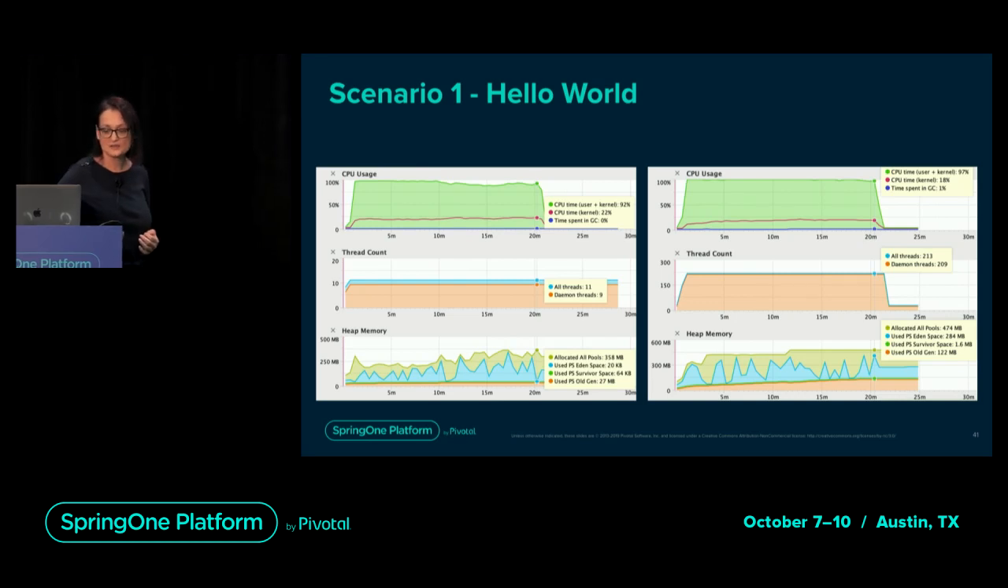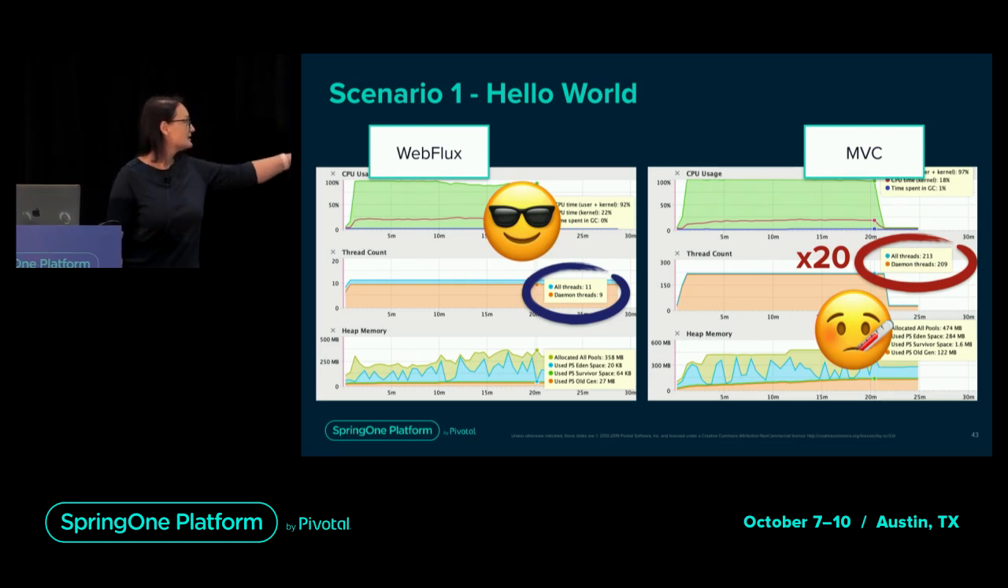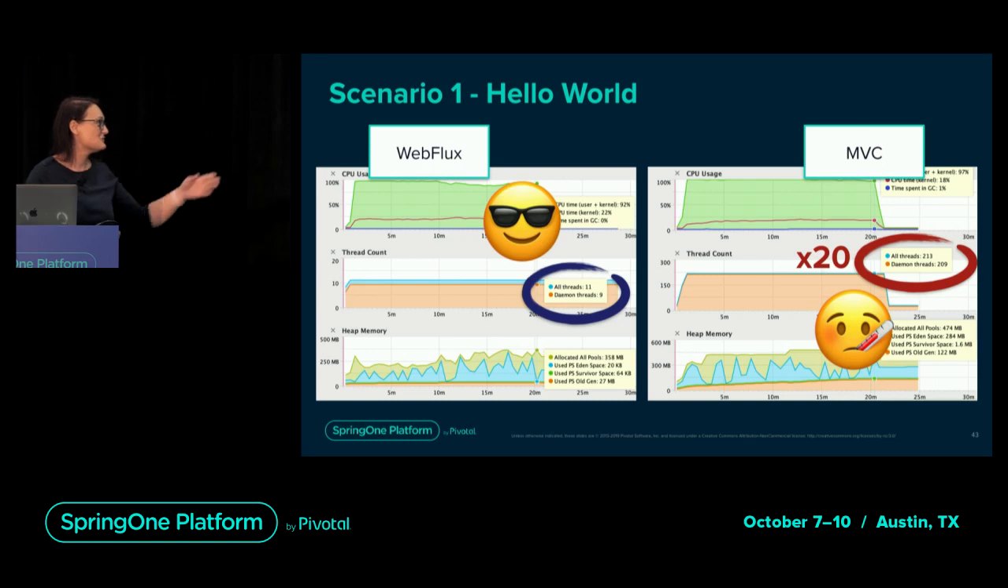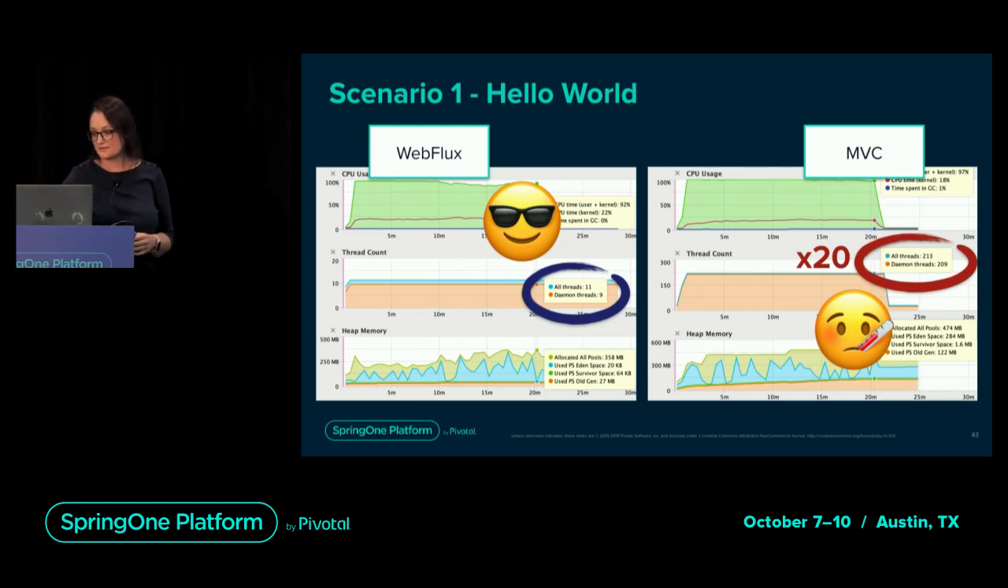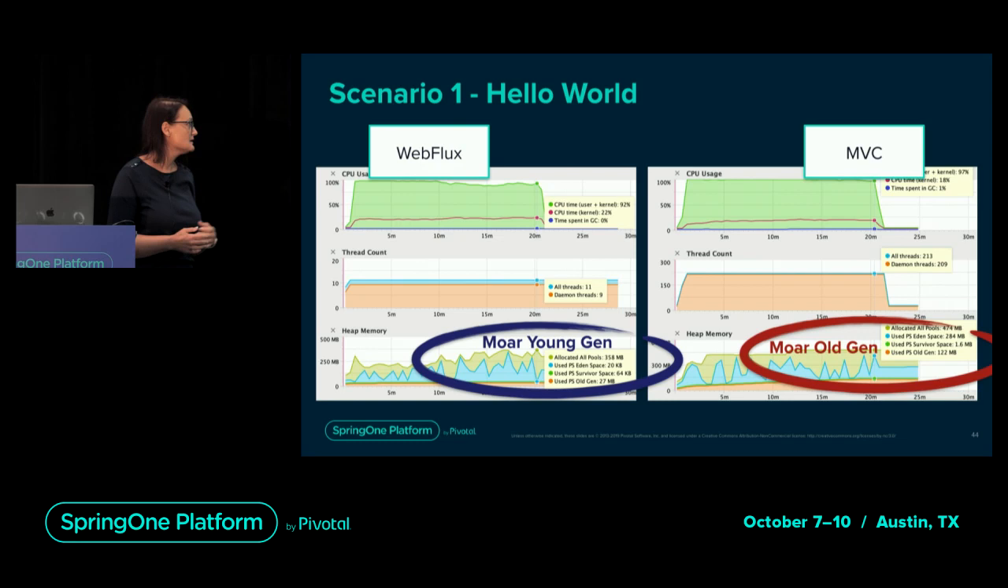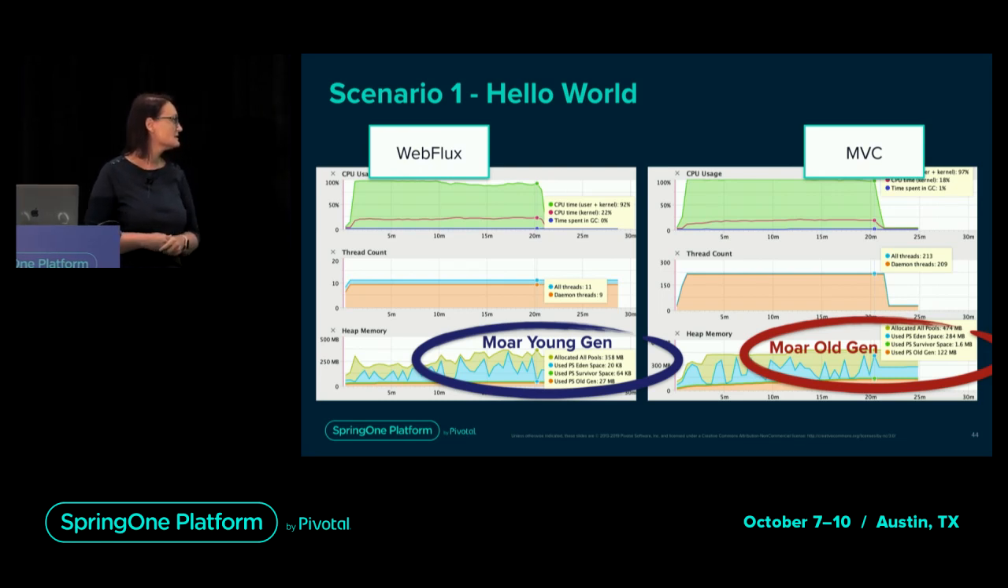And what we have as a resource consumption, you can clearly see that in the WebFlux scenario, we have fewer threads, while in the MVC scenario we utilize all 200 threads from the Tomcat pool. What we have as memory in the WebFlux scenario, we utilize more young generation, while in the MVC scenario we utilize more old generation.